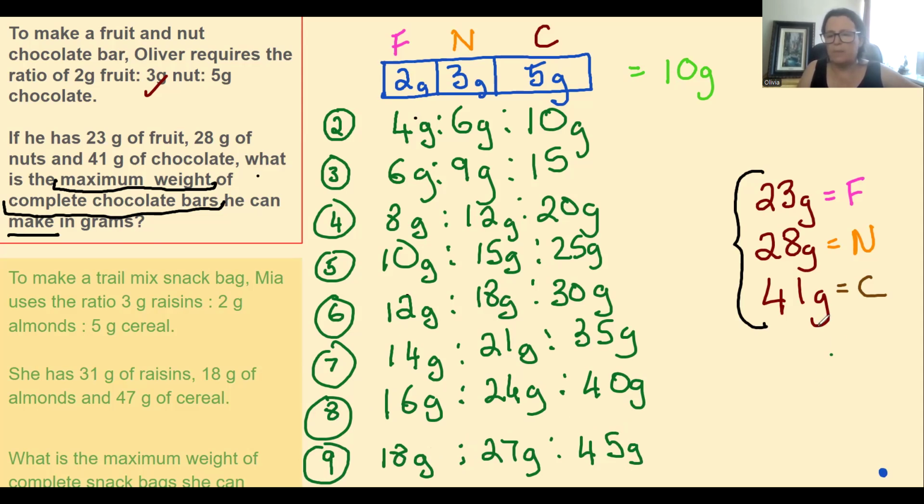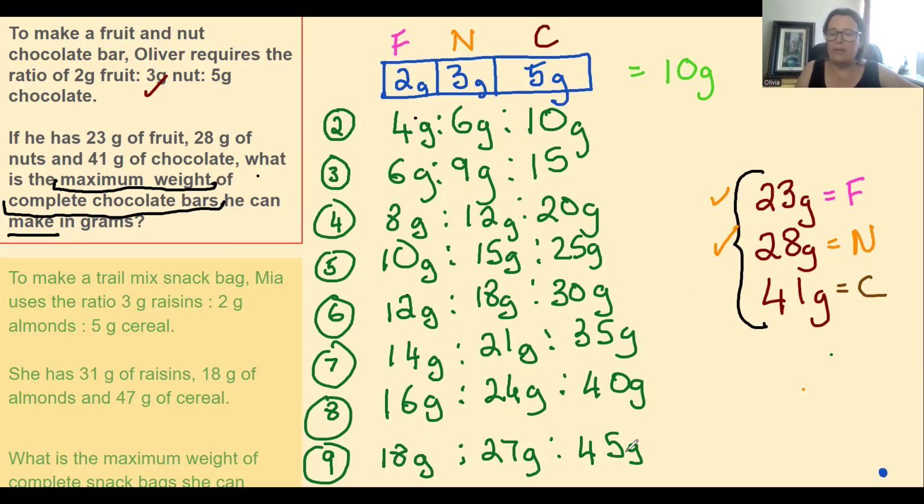I've noticed something that's not going to work. Have you? For 9 bars, we would need 18 grams of fruit. Do we have 18 grams of fruit? We do. We've more than 18 grams of fruit. So we can make 9 bars. We need 27 grams of nuts. Yes, we've got 28 grams of nuts. So we have enough nuts to make 9 bars and some left over.